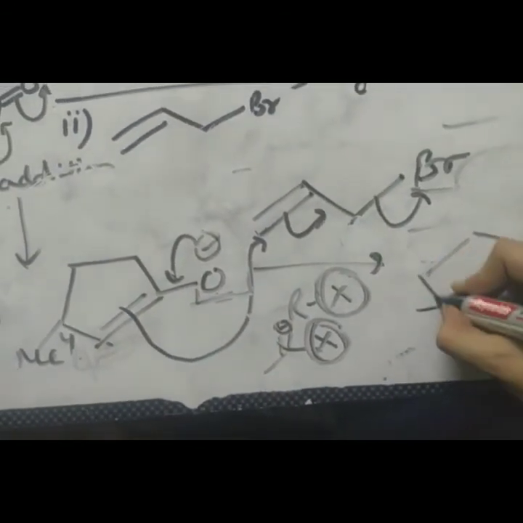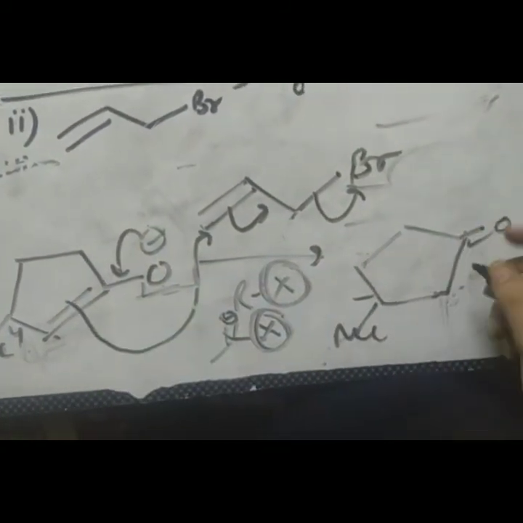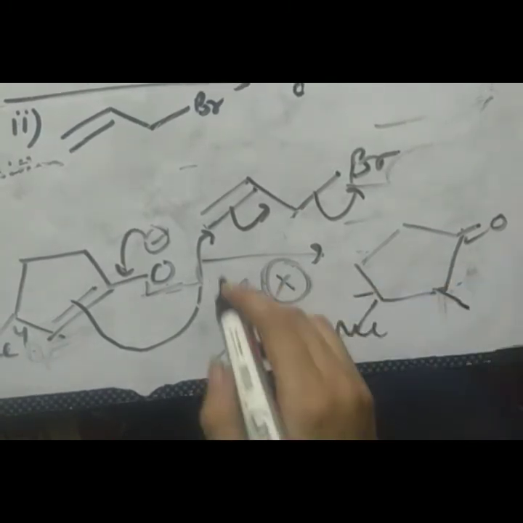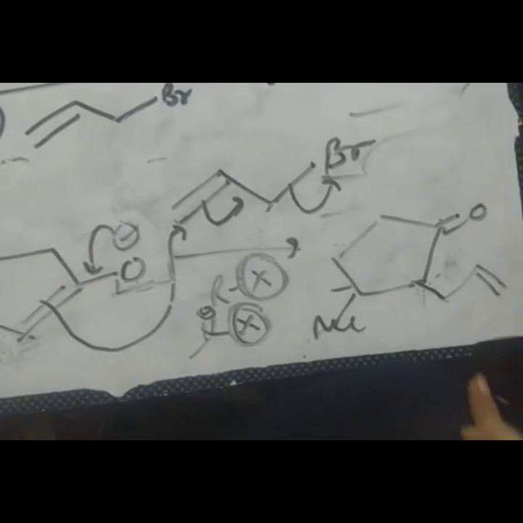So we will obtain Me here, carbonyl here, because this is coming back, right? And this is a 3 carbon chain, right? So we have to just draw it like that. So this is our answer.